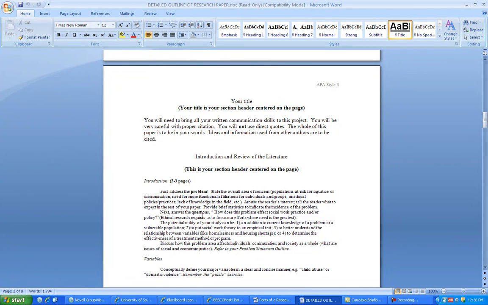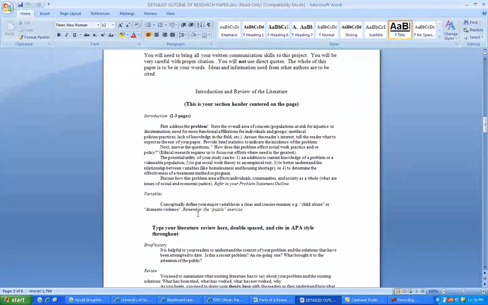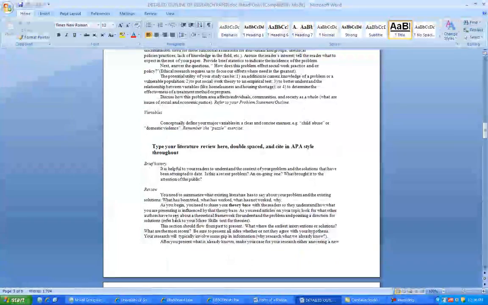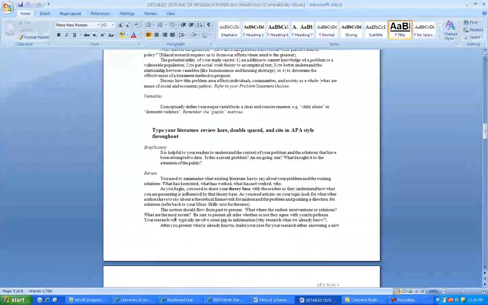So you discuss this and use all the research that you found, and you type your literature review here, double space, cite in APA style. So this is a big piece over here, okay?